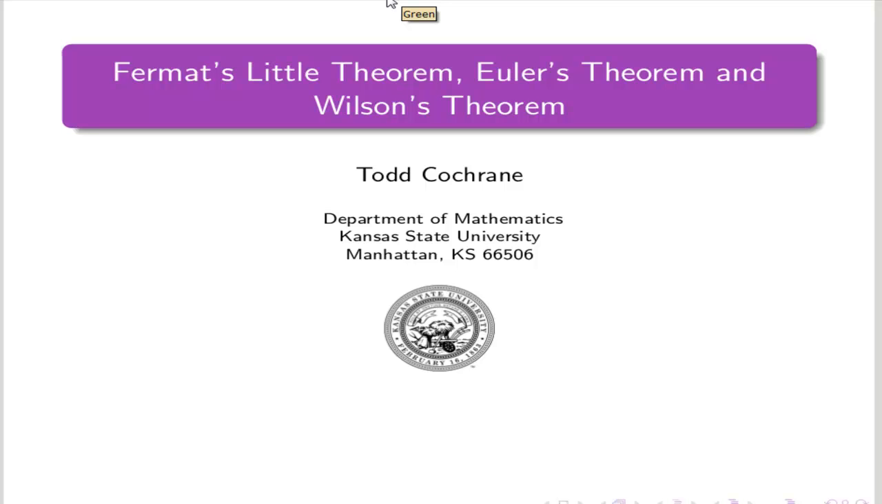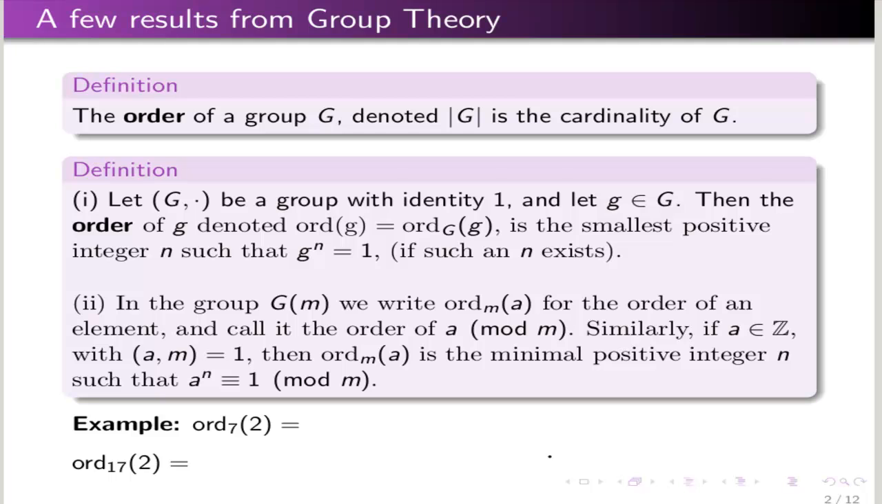Today we want to look at a few classical results in number theory: Fermat's little theorem, Euler's theorem, and Wilson's theorem. And I want to look at these from the point of view of group theory. There's a lot of different ways of proving these results, but I think group theory is the most natural way to view these theorems. So let's just start by reviewing a few results from group theory.